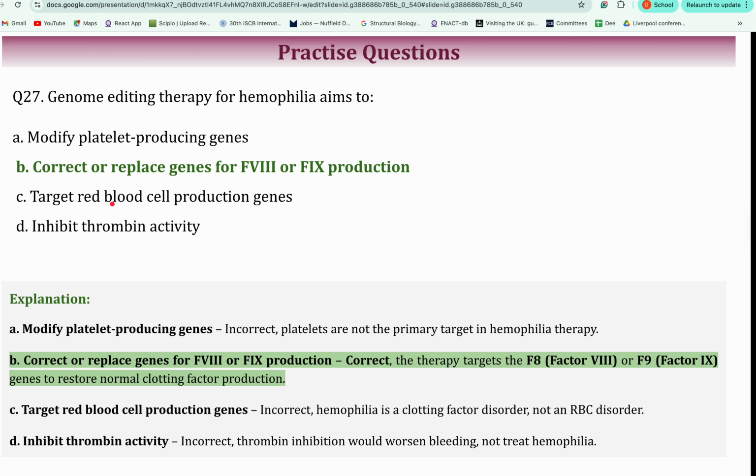And then C option was that target the red blood cell production genes. So this is also incorrect because hemophilia is a clotting factor disorder and it has nothing to do with the RBCs. Then inhibit thrombin activity. So this is incorrect because thrombin should not be inhibited. It should be activated. So prothrombin is converted to thrombin, which ultimately leads to the clotting. So if we will inhibit the thrombin, then it will worsen the bleeding and it will not treat the hemophilia. So that's why right answer is option B.